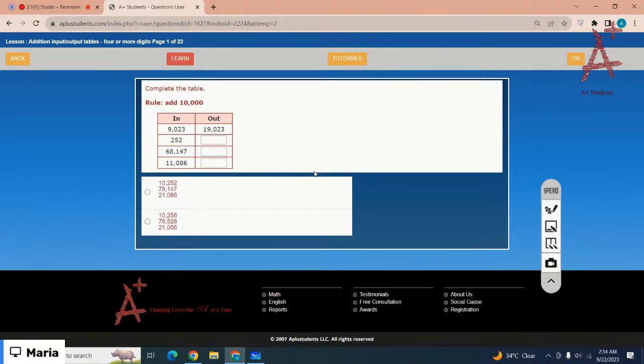Which is the correct option? 1252. You have to add 10,000, not 1000. That would be 10,252, then 78,147, and 21,086, right? That would be option number 1. You have to add 10,000. Be careful, not 1,000, right?